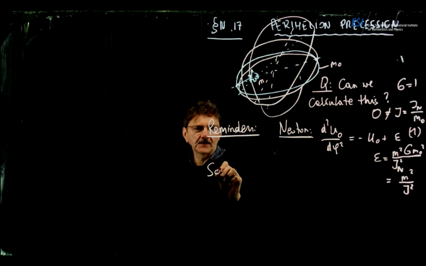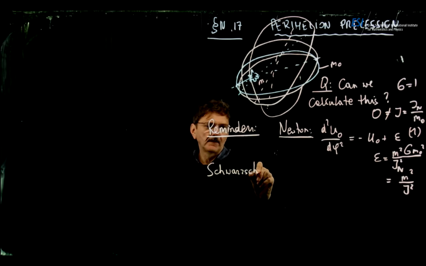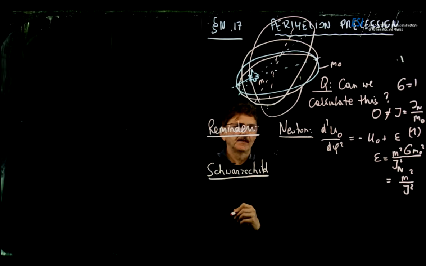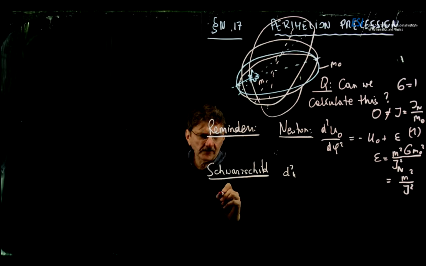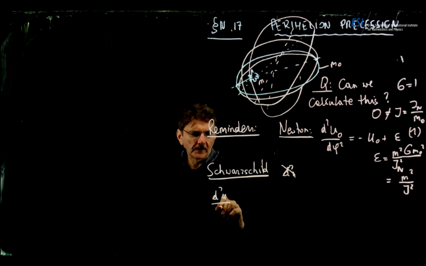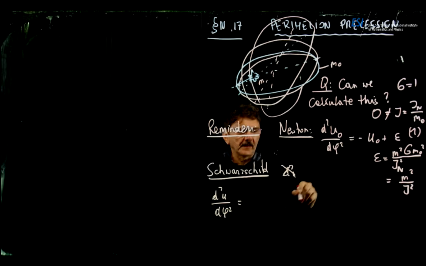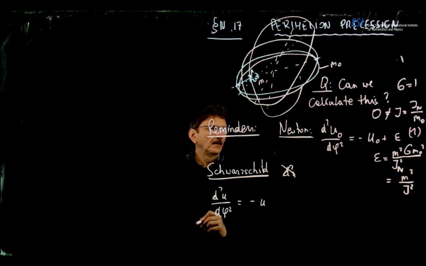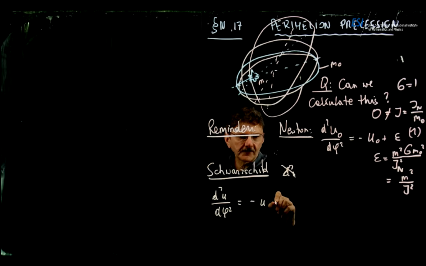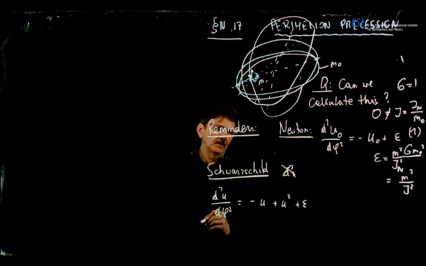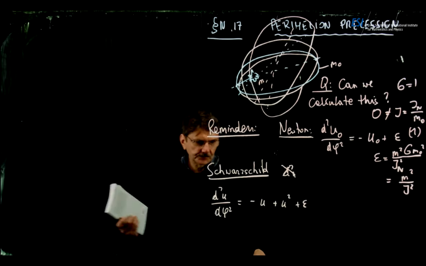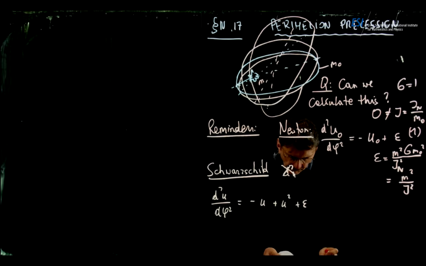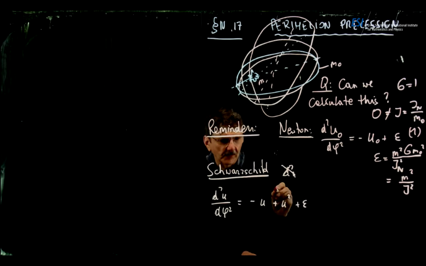And in Schwarzschild, we will have d2u over d phi square. I'm going to run out of room. Well, we had the same stuff as here, minus u plus u square plus epsilon. Maybe there's a two somewhere. Something like that. Maybe you can cross check. I'm going to cross check. There's three here, please.